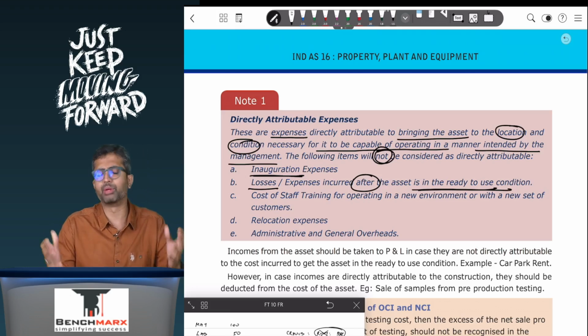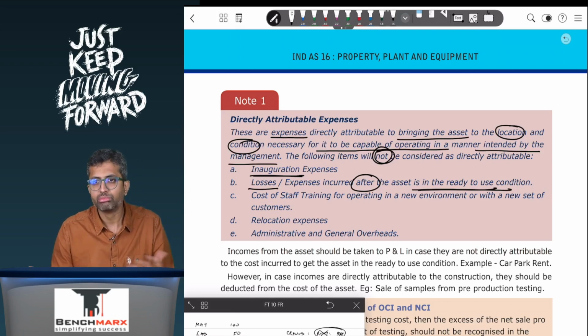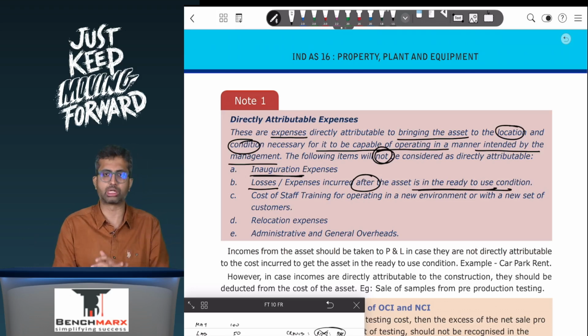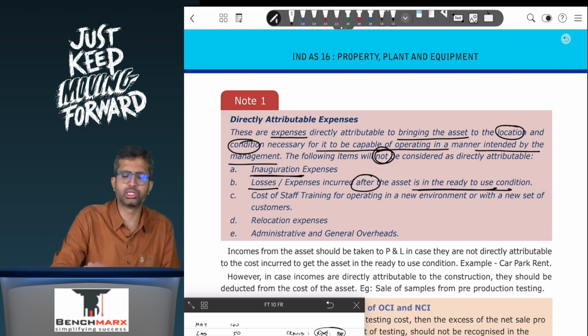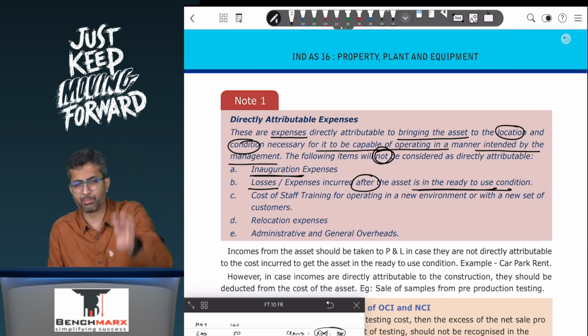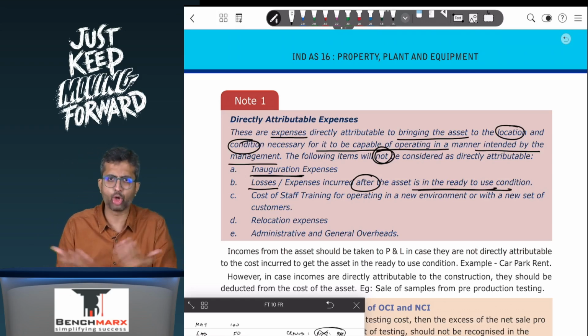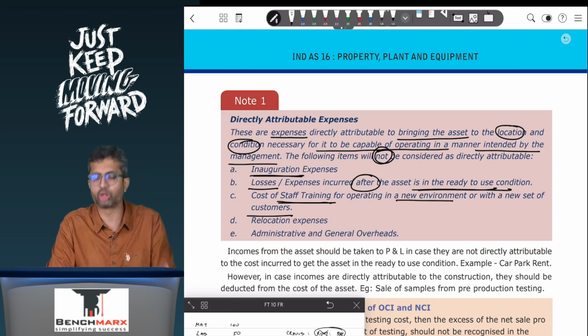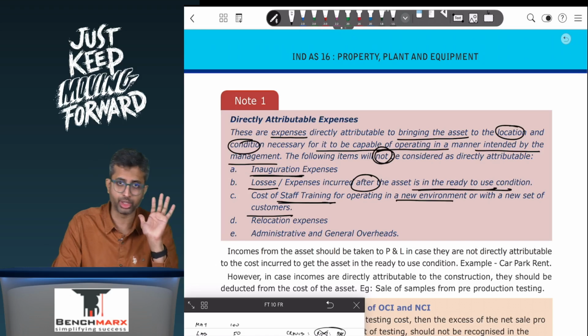Or you buy a bunch of cars, you try to train the drivers for driving. Well, the cars are ready for use, your drivers don't know how to use it, that does not increase the cost of the car. So over here, there was a lot of controversy: no employee training is done, that should increase the cost. Ind AS has made it very clear that the cost of training employees to operate an asset or operate in an environment cannot be capitalized into the cost of the asset. So cost of staff training or operating in a new environment with a new set of customers cannot be treated as directly attributable. This is the third point.